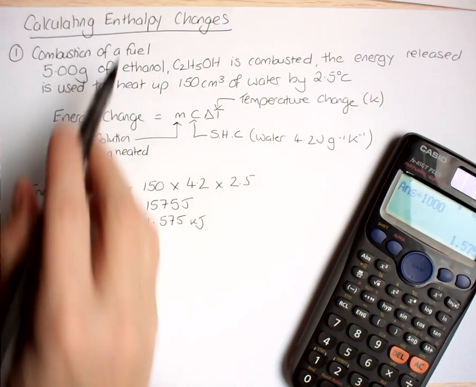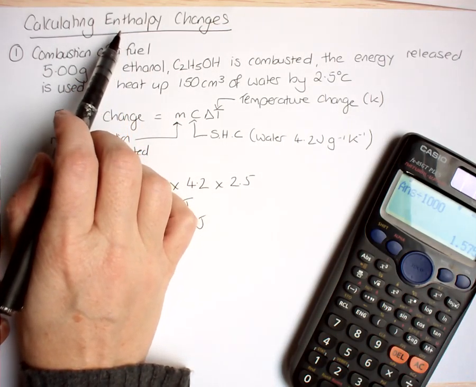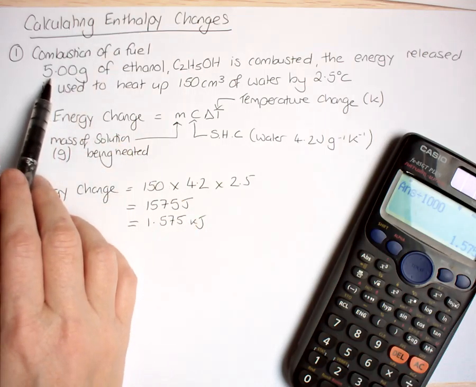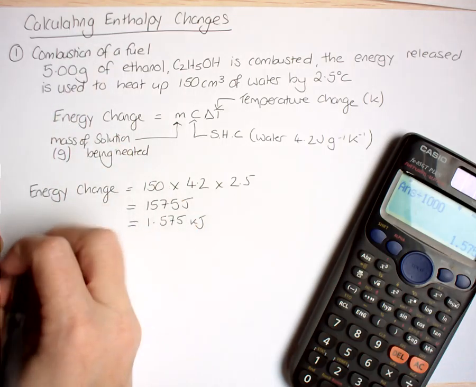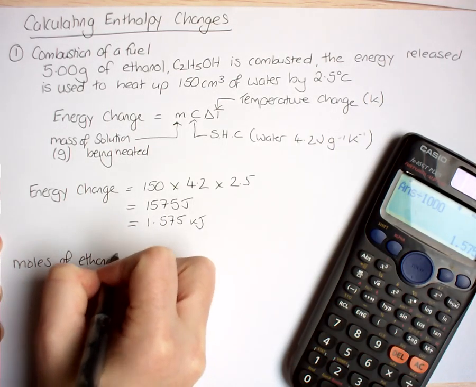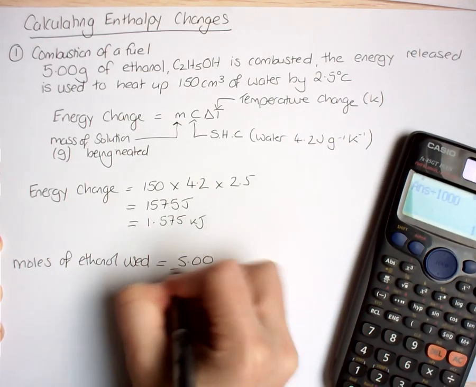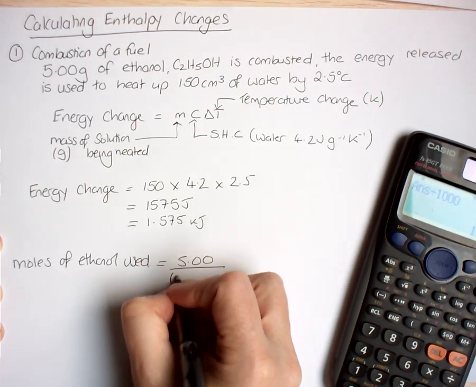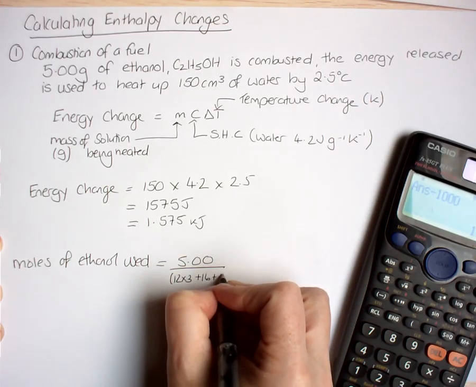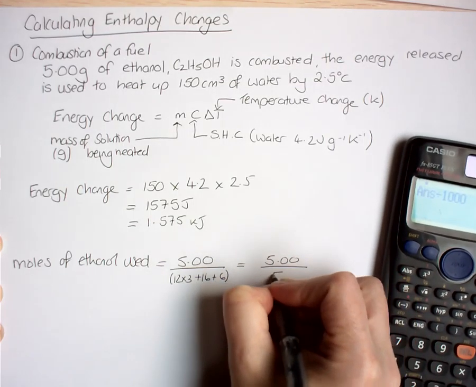Now this is not an enthalpy change, because an enthalpy change is per mole. I didn't have a mole of ethanol, I had 5 grams. So the first thing I need to do is work out the moles of ethanol used. 5 divided by 12 times 3 plus 16, my oxygen, plus 6 hydrogens. So that's 5 divided by 58.